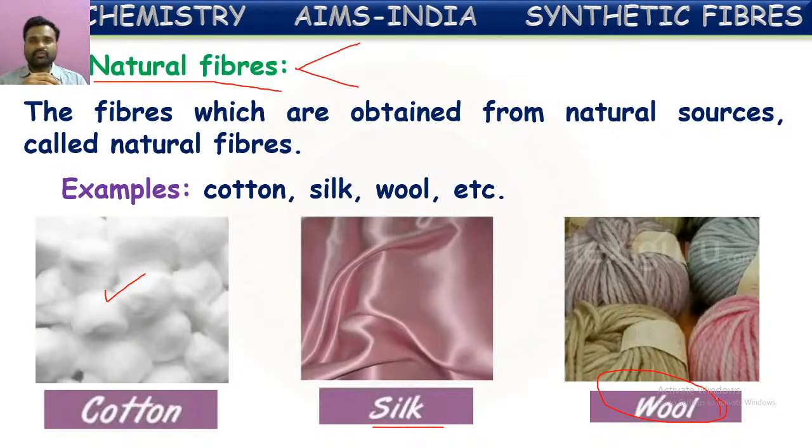Some other examples of natural fibers are jute and coir. Jute is obtained from plants. From the bark of the jute plant, jute fiber is made. So jute is one of the plant fibers. Coir is used for making ropes and carpets. This coir is obtained from the coconut shell, so it is also one of the plant fibers. In this way, natural fibers are the fibers obtained from natural resources like cotton, silk, wool. These natural fibers are again classified into two categories: plant fiber and animal fiber.